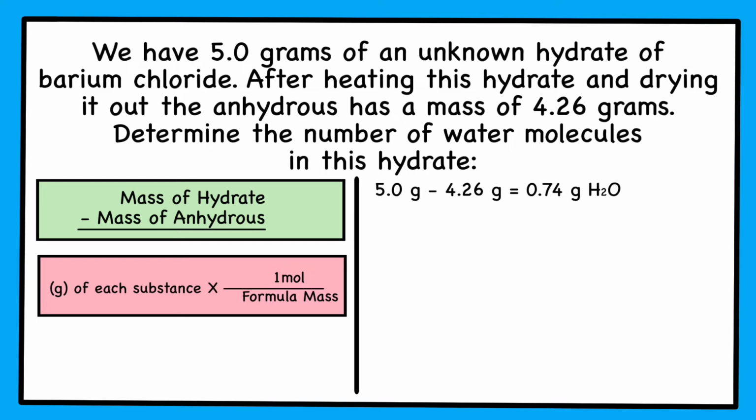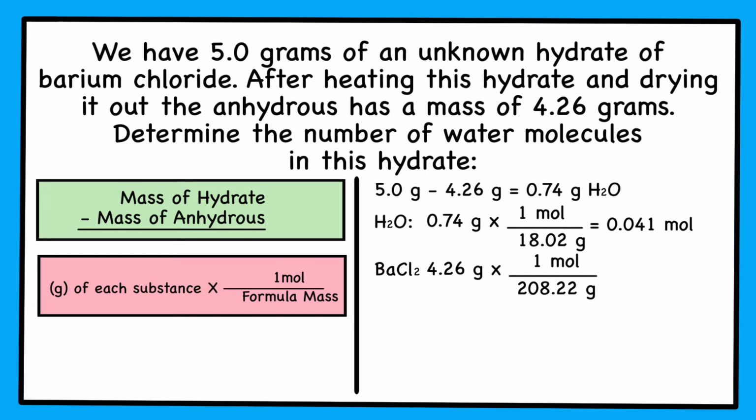Now that we know the mass of each of these substances, we can then multiply them by 1 mole over their molar masses to get the number of moles of each substance. So, for our water molecule, we have 0.74 grams of water times 1 mole of water over 18.02 grams of water. This gives us 0.41 moles of water.